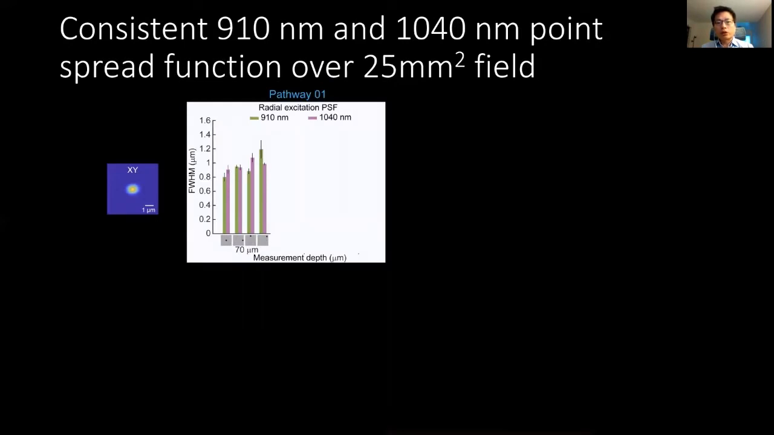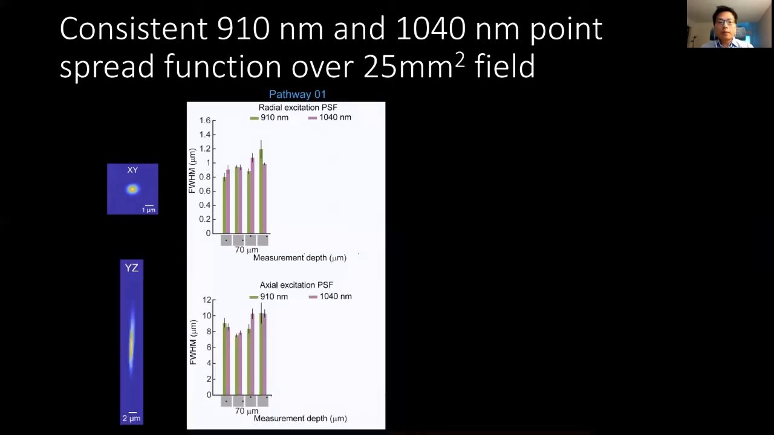And this chart shows you the statistical summary of lateral point spread function measured from the 4 locations at the depth of 70 microns for the first pathway. The green bar is 910 nanometer and the red bar is 1040 nanometer. The error bar is the standard deviation calculated from 5 to 8 beads. The chart below shows the summary of the axial resolution at the depth of 70 microns.